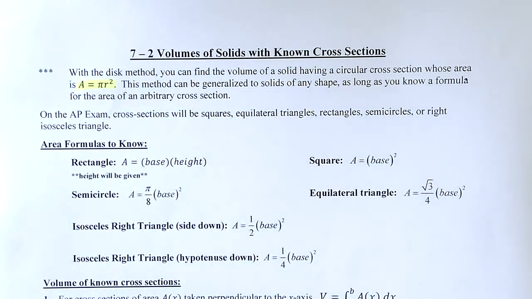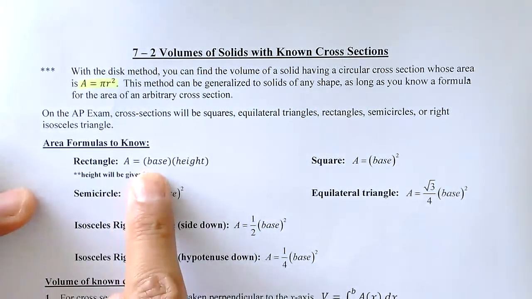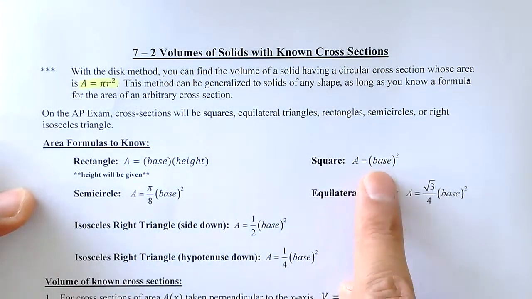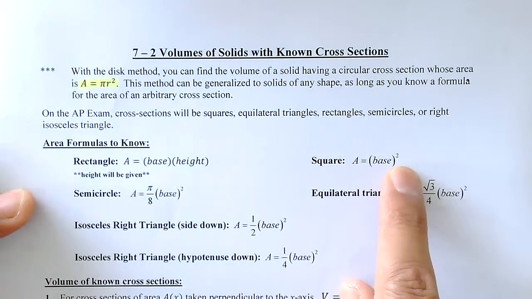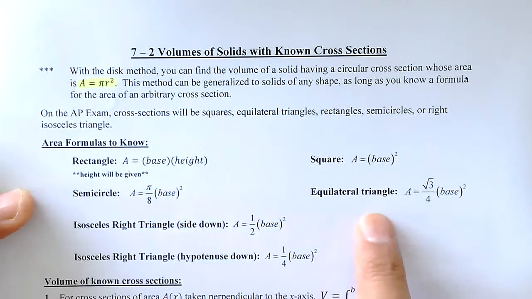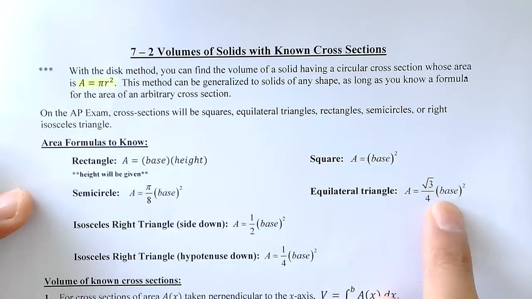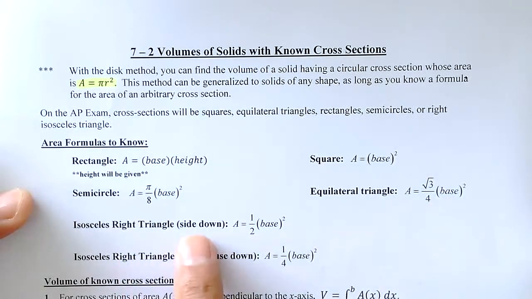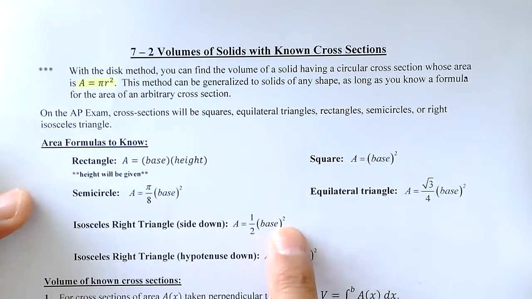Now we're going to talk about a cross-section. And I put up some videos before this one as an introduction so you can start visualizing what it's going to look like. And there are some formulas that we're going to need to know. Namely, rectangle. Well, we know the area of a rectangle is base times height. The square, the area is the base to the second power. A semicircle is pi over 8 base squared. Equilateral triangle, root 3 over 4 base squared. An isosceles right triangle with one of the sides being down is 1/2 base squared. An isosceles triangle with hypotenuse down is 1/4 base squared.